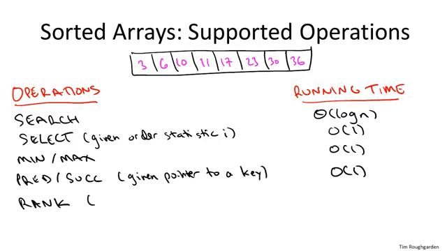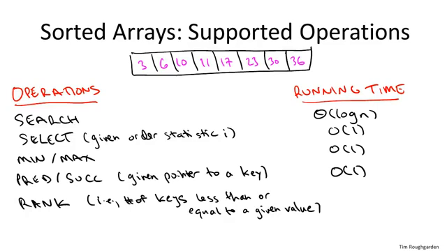What else? Well, how about the rank operation? So we haven't discussed this operation in the past. What rank asks for is how many keys stored in the data structure are less than or equal to a given key. So for example, the rank of 23 would be equal to 6 because 6 of the 8 elements in the array are less than or equal to 23.